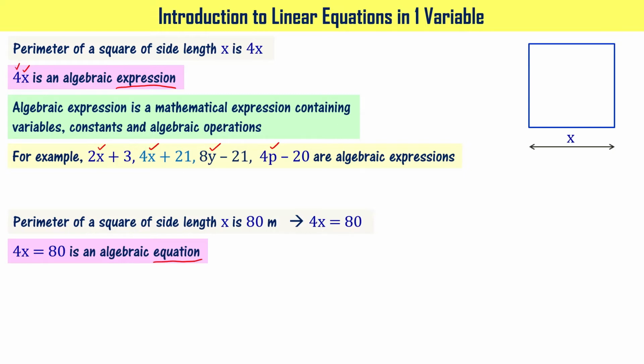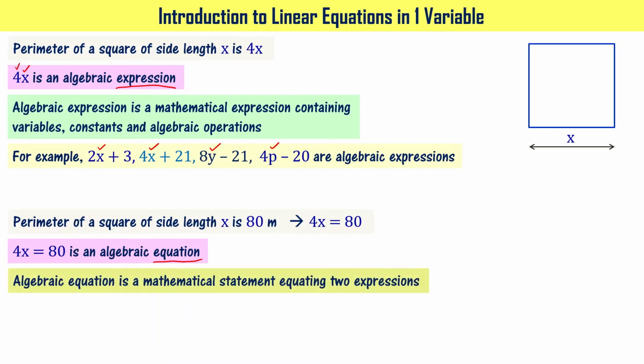Please note this. The reason for that is the following. An algebraic equation is a mathematical statement equating two expressions. In this particular case, 4x is an expression and 80 is another expression. And we are equating those two expressions using the equal to symbol, right? 4x equal to 80, that is why it is an algebraic equation.